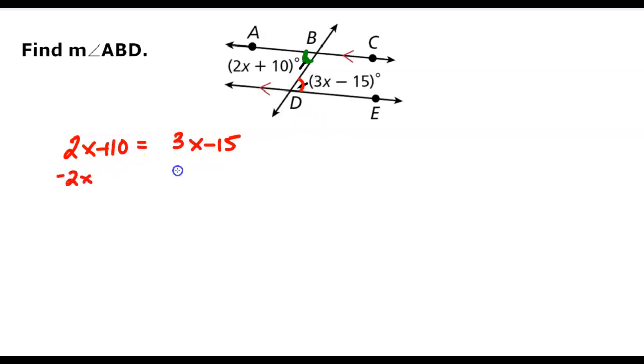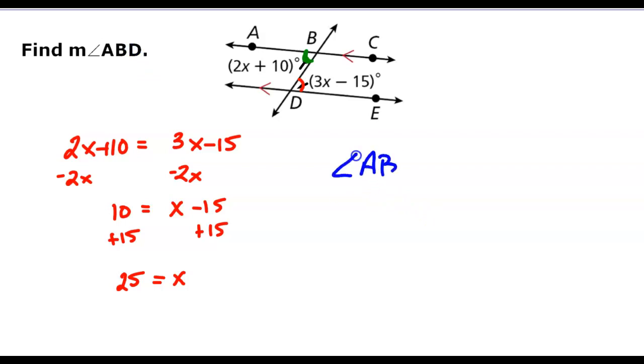Subtract 2x from both sides so that we can get a positive x variable. 3x minus 2x is x. The negative 15 drops down, and then the 10 comes down. We then add 15 to both sides to get x by itself, so I'm going to get x equals 25. Now, the question does not ask me to find x. The question says, what is the angle ABD? So we're not finished. So what we have to do is figure out angle ABD.